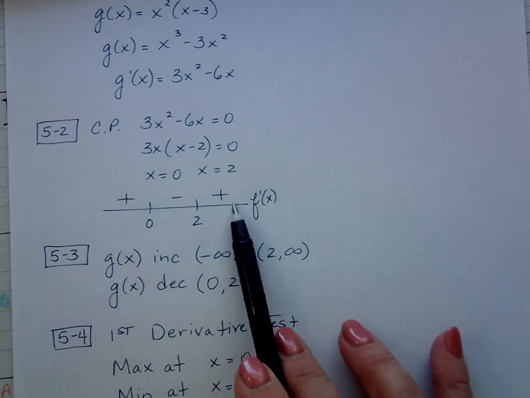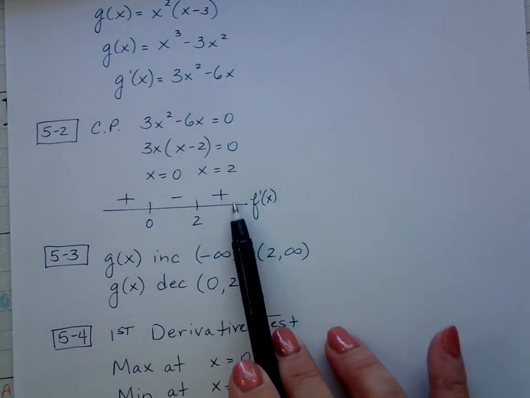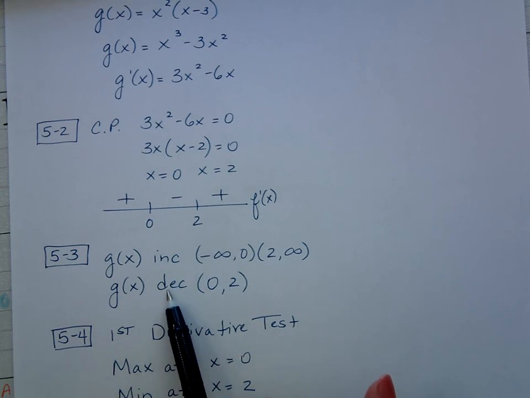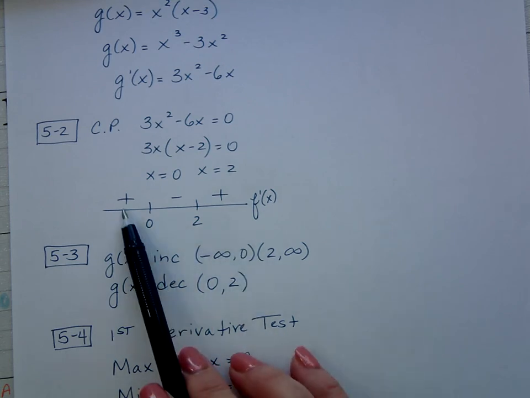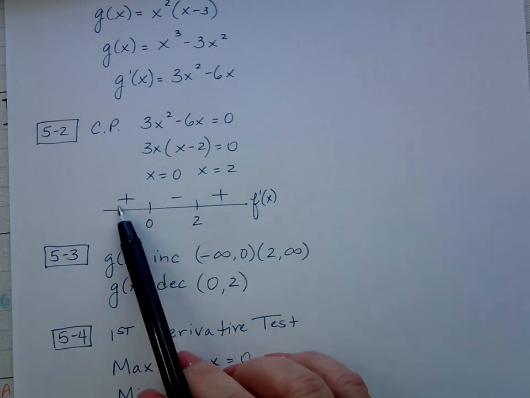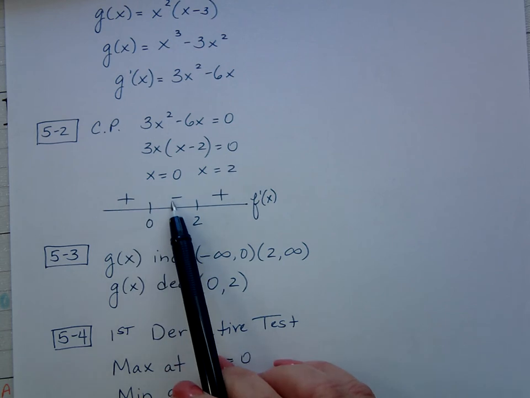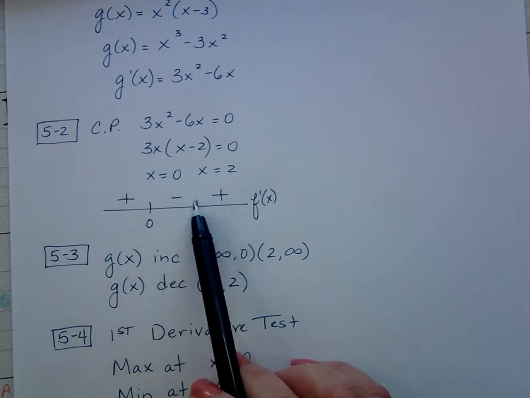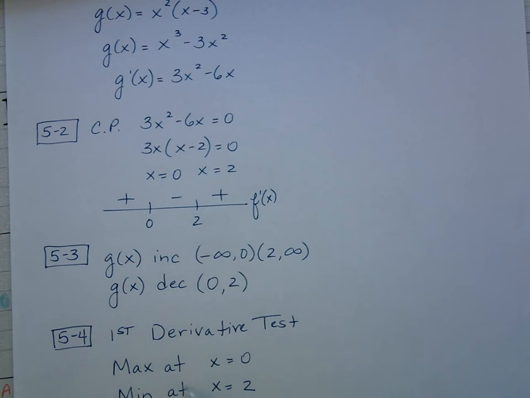So I've now created a sign chart off of the first derivative, which then tells me where I'm increasing or decreasing with the original function. Positives are increasing, negatives are decreasing. Then I can tell also from the first derivative test in section 5.4 where I have maximums and minimums, because if it's increasing and then decreasing, I've created a maximum. If I'm decreasing and then increasing, I've created a minimum. That's my first derivative test.